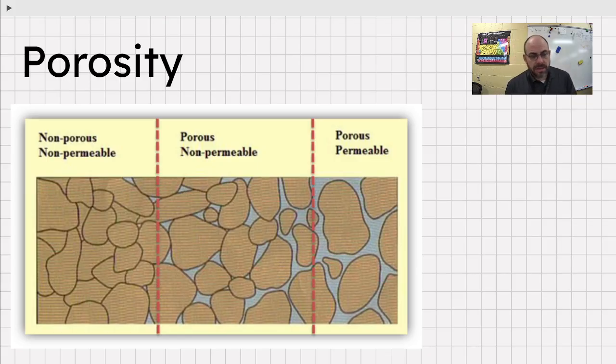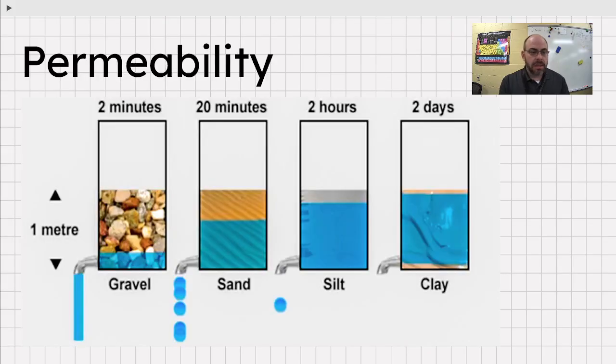So let's look at these concepts. Porosity is a very important concept with soil. This is the amount of pore space between soil particles, right? Smaller particles are going to allow less space, which should make sense, right? Whereas larger particles are going to have more space in between them. So sand has a lot of porosity, whereas clay has less porosity.